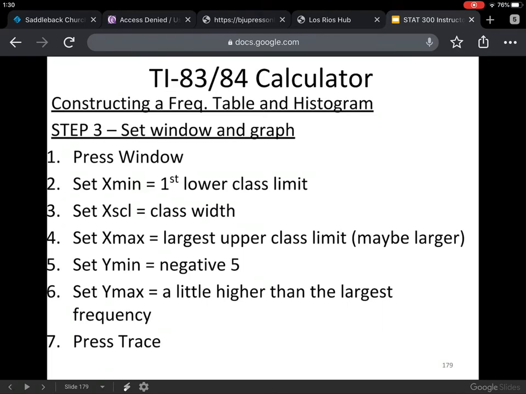You need to make sure that in order to see the bars, your window settings are set, and so here are some ways that will help. The smallest x horizontal value is the first lower class limit, x scale is the class width, x max is the largest upper class limit, set y min to -5, and y max a little higher than the largest frequency, and then press trace in the upper right hand corner, and you will be able to see your histogram that you've created.